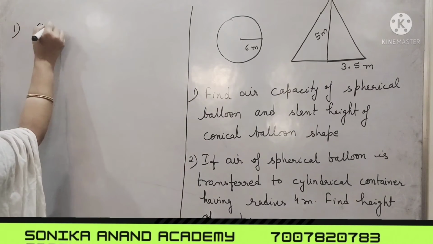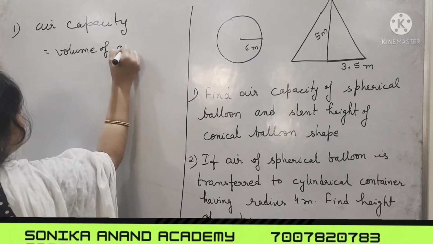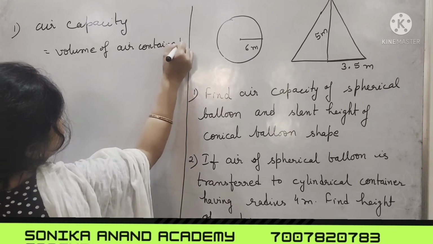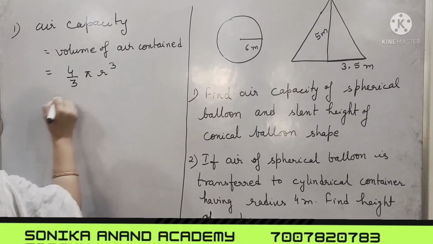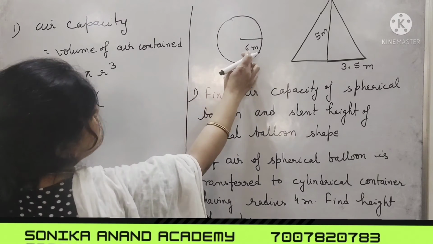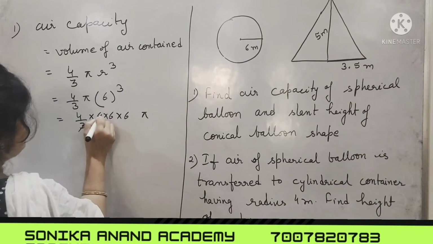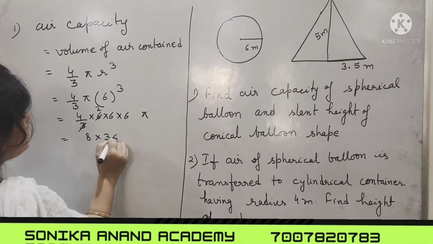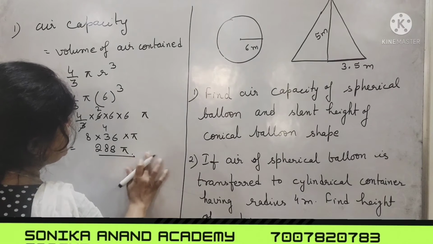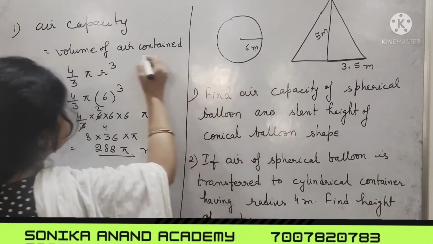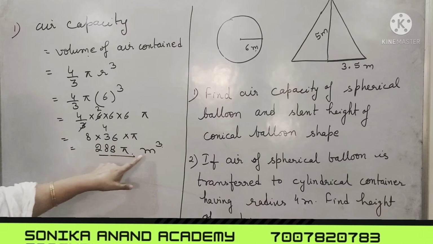What is air capacity? Whenever air capacity is given to us, air capacity is the volume of air contained. Now volume of the spherical balloon. Volume of a spherical balloon is what? 4 upon 3 pi r cube. So 4 upon 3 pi. What is the radius? This is 6 meter. So 6 cube. It becomes 4 upon 3, 6 into 6 into 6 pi. 3 2s are 6. 4 2s are 8 into 36 into pi. 8 6s are 48. 8 3s are 24. 288 pi. There is no need to solve this. So it becomes meter cube because the radius is given in meter and the unit of volume is cube. So the air capacity of the spherical balloon is 288 pi meter cube.